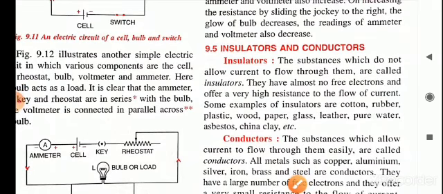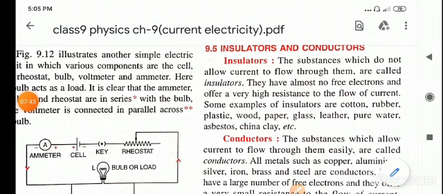Next step, we will study insulators and conductors. Number 1 point, insulators. The substances which do not allow current to flow through them are called insulators. Right, beta? Insulators. Those substances through which electricity cannot flow are called insulators.